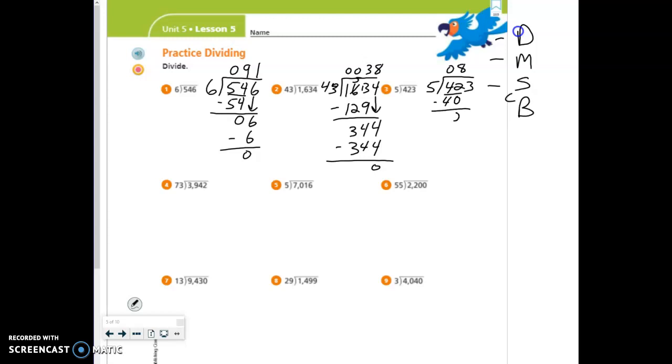Multiply, subtract. 2 is less than 5. I'm doing everything the way I should. Bring down the next number. Now, I'm looking at this saying 5 can go into 23 how many times? Well, I know my 5's facts pretty well. So 5 goes into 23 4 times. 4 times 5 is 20. Subtract gets me a 3.